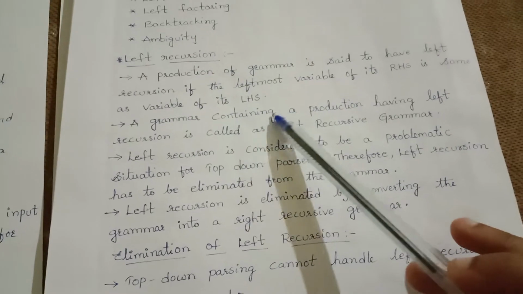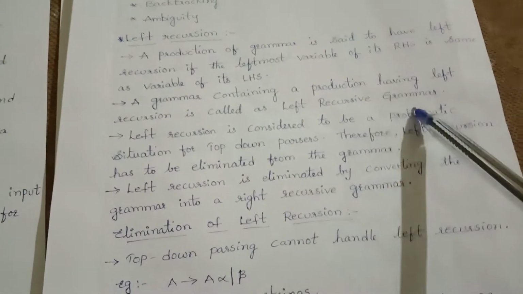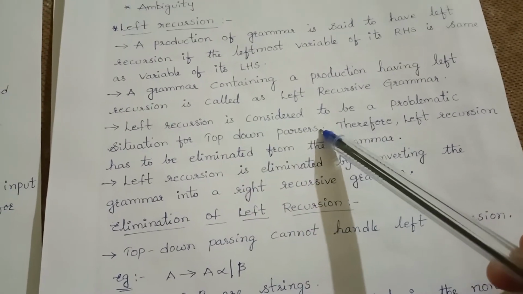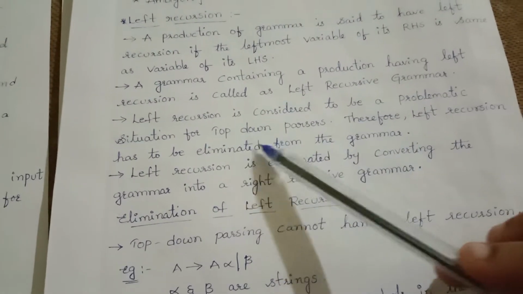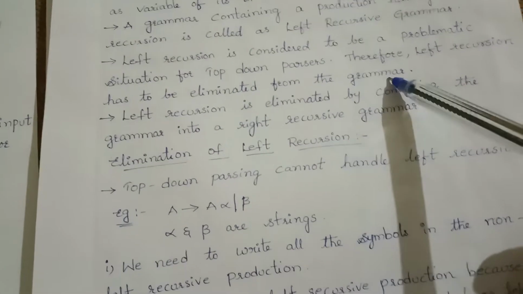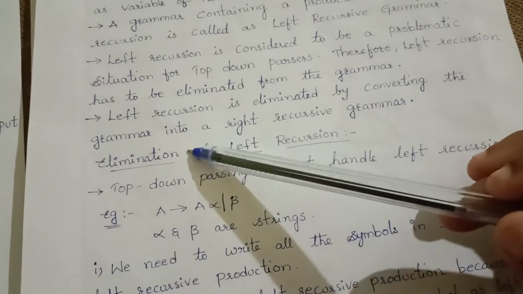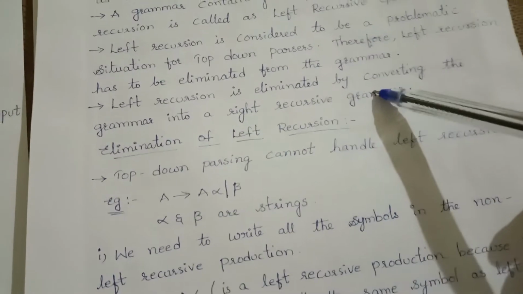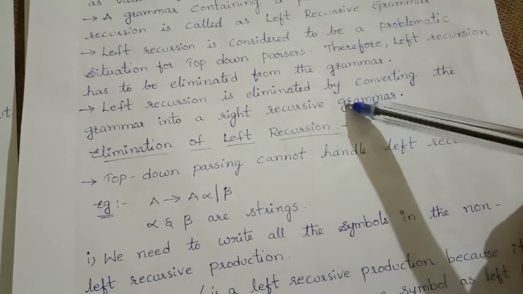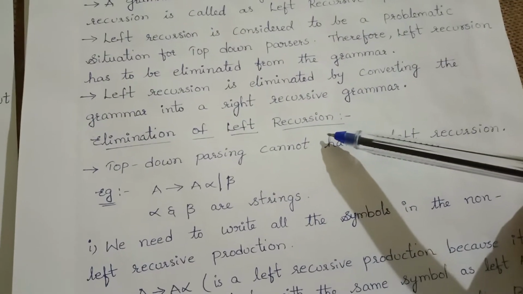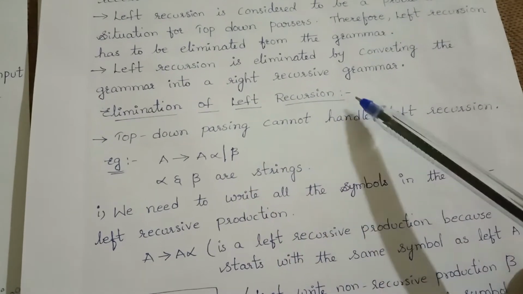A grammar containing a production having left recursion is called a left recursive grammar. Left recursion is considered a problematic situation for top-down parsers. Therefore, left recursion has to be eliminated from the grammar. Left recursion is eliminated by converting the grammar into a right recursive grammar. There are some steps to eliminate the left recursion, so let's see how it is done. Elimination of left recursion.